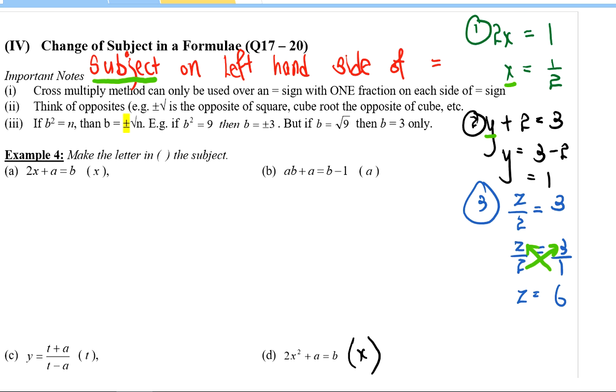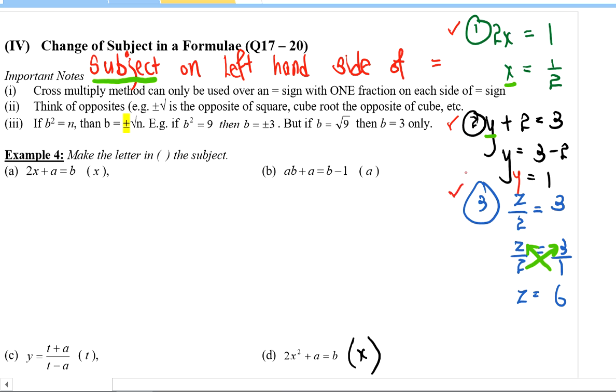Rule number one. If 2x is equal to 1, I want to make x the subject, I will need to divide by 2. Rule number two. y plus 2 is equal to 3. I want to make y the subject. I will need to balance the extra term of positive 2 on the other side. So in other words, if I have to balance positive 2 on the right hand side, it becomes a negative 2. So y will be equal to 3 minus 2, which will be equal to 1.